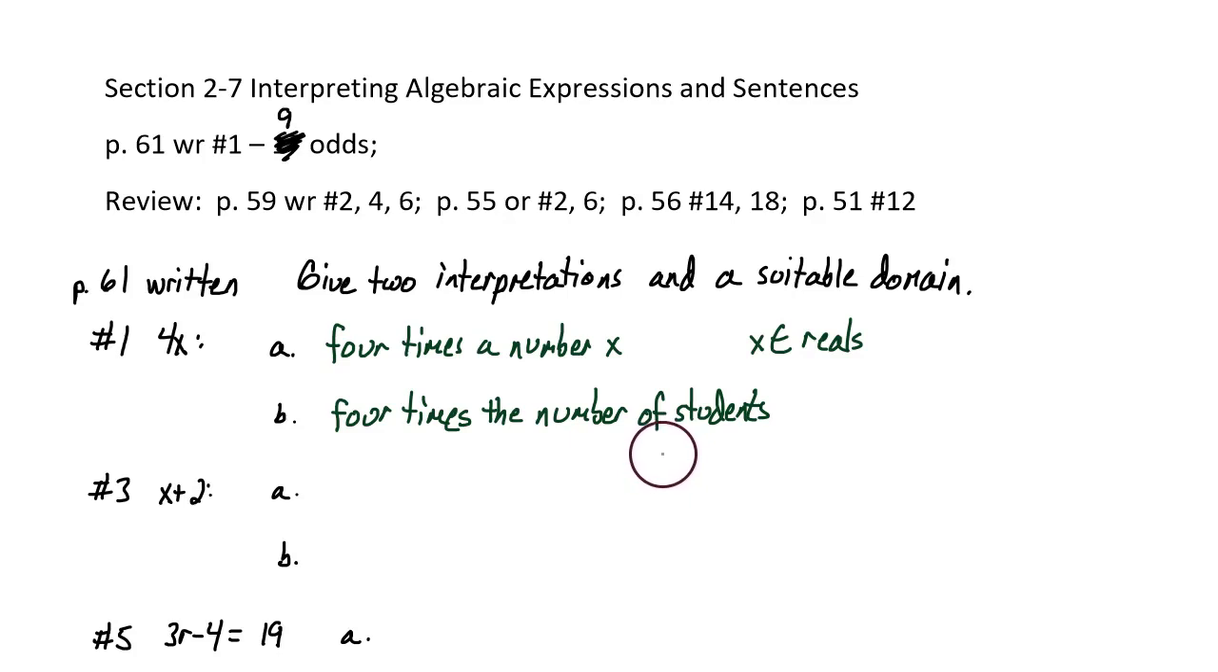The only types of numbers that make sense in this situation are the whole numbers, because you could have 0 students or 1 student, 2 students, and so on. So this time, a suitable domain is x must be an element of the whole numbers.